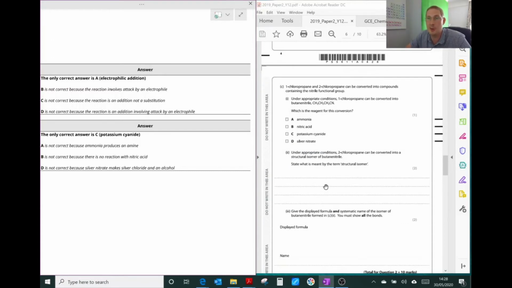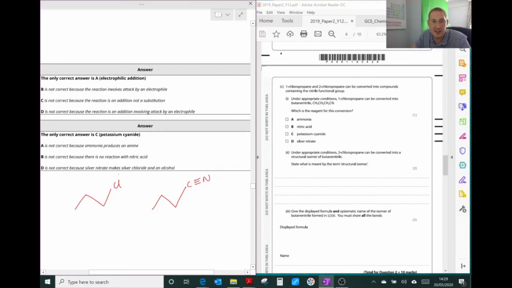1-chloropropane and 2-chloropropane can be converted into compounds containing the nitrile functional group. Under appropriate conditions, 1-chloropropane can be converted into butanenitrile, CH3CH2CH2CN. What reagent will you need? So I'm going to use skeletal formula here. We've gone from 1-chloropropane to C triple bond N there.